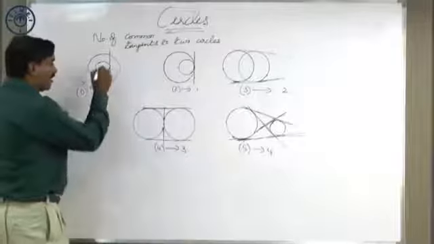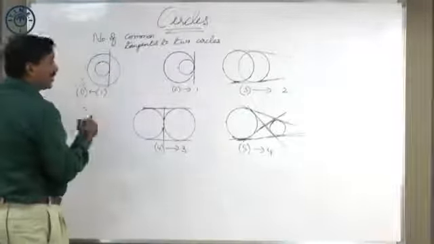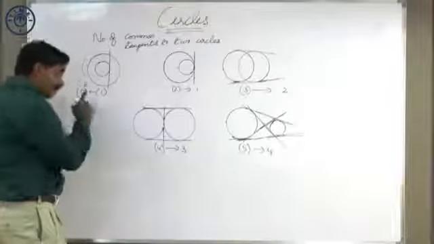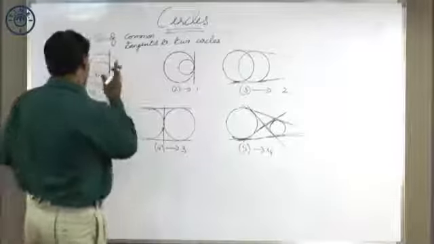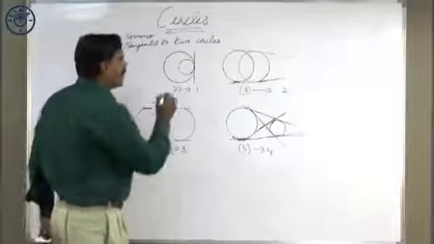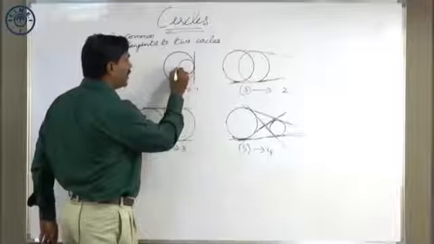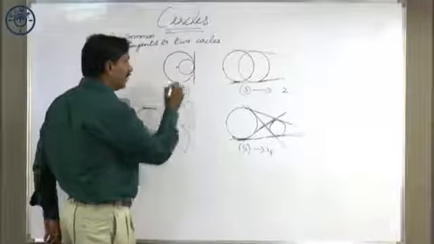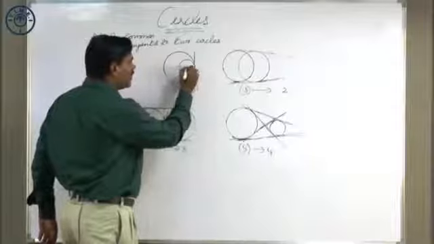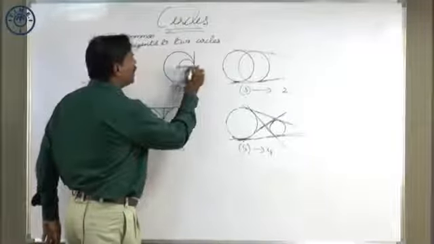One more important aspect about the number of common tangents to circles is that we should focus on the distance between the centers of the circles as well as their radii. In this case we are not having any common tangent possible, but here, if this is the center of the smaller circle and this is the center of the bigger circle, this is the radius of the smaller circle and this is the radius of the bigger circle.